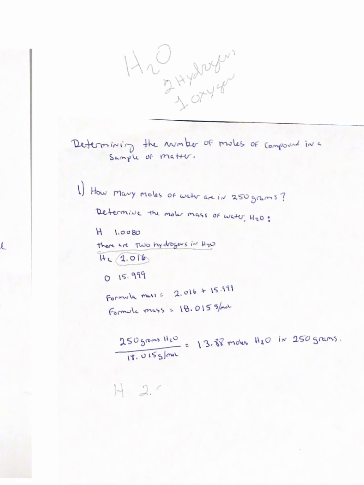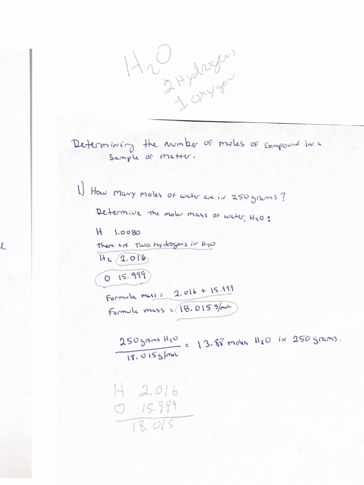2.016. We have 1 oxygen, and if we look at the atomic mass for oxygen, it's 15.999. So our total for oxygen is 15.999. And I'm going to add those together. When I add those together, over here, you have 18.015.